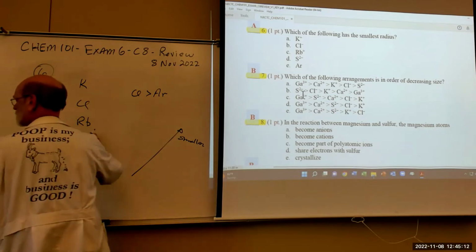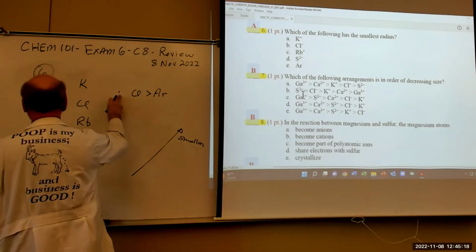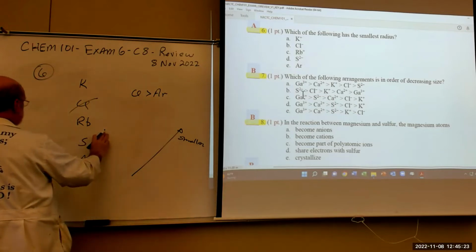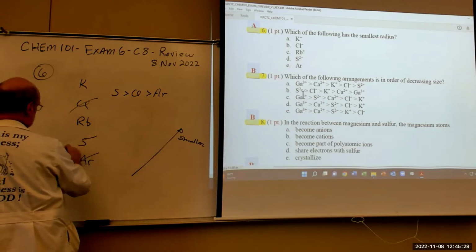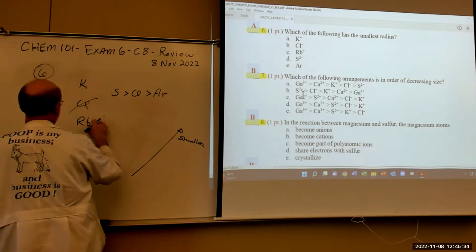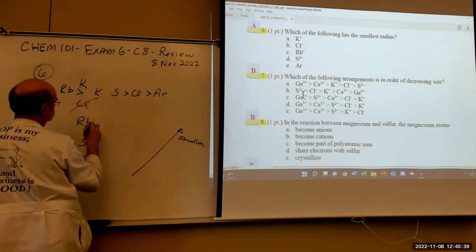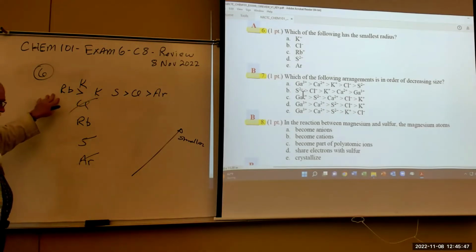and the others, potassium's bigger. We've done that one, we've done that one. Sulfur's to the left, so sulfur would be over here. And rubidium is below potassium, so it would be the biggest one. Potassium here. Okay, that would be for the neutral atoms.